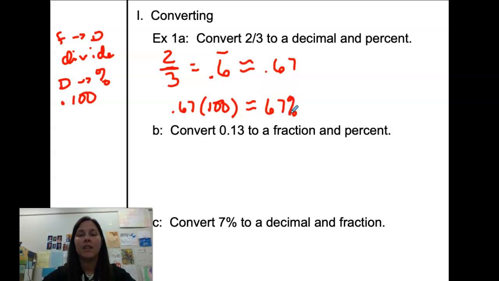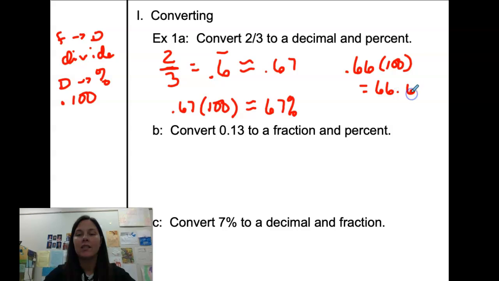67%. Now if you wanted to convert that exact decimal to a percent, you would do 0.66 repeating. Knowing that it repeats, you're still multiplying by 100, or you're moving that decimal 2 places to the right. So it would be 66.6 repeating percent would be the exact value.